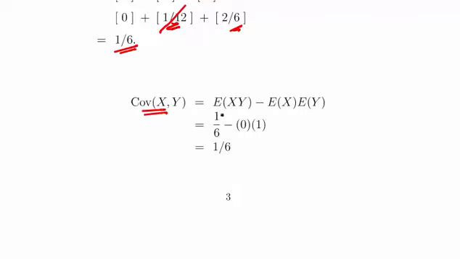The covariance of x and y is the expected value of the product of x and y minus the expected value of x times the expected value of y. So here we have 1/6, which is what we just calculated up here. And previously we found that the expected value of x is 0 and the expected value of y is 1. Essentially that's just going to cancel out to 0. So what we're left with is 1/6.